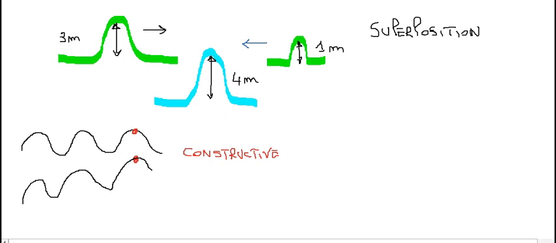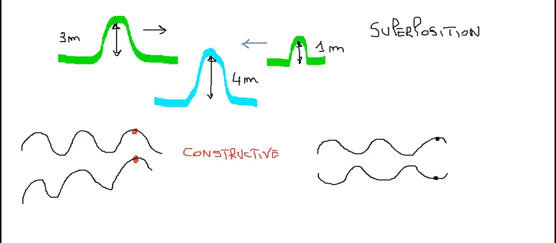If instead you have one wave and the second wave, just allow me to draw it in front of it so we can see it better, that is shifted by 180 degrees, and the maximum is instead meeting with a minimum. In this case, the two waves are cancelling each other. So you have what is called a destructive interference.